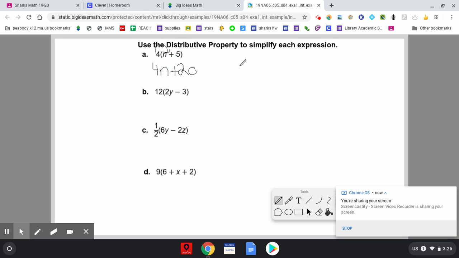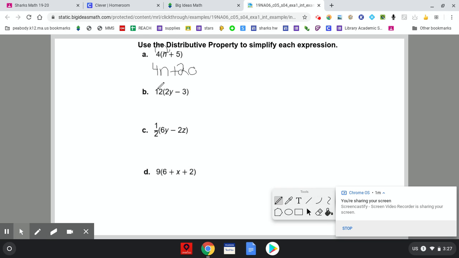I can't add the 4 and the 20 together and call it 24n because if you remember from before, a number stuck to a letter, in this case the 4 is stuck to the letter, is a coefficient. The number all by itself is the constant. So remember, you can't add constants and coefficients together. All right, so I'm going to try the next one.